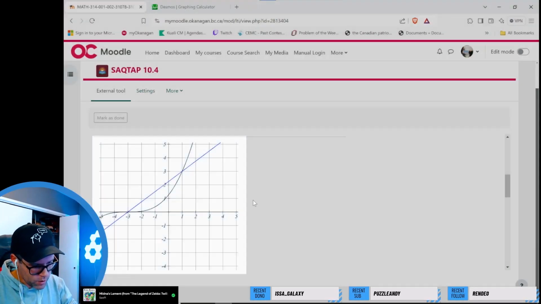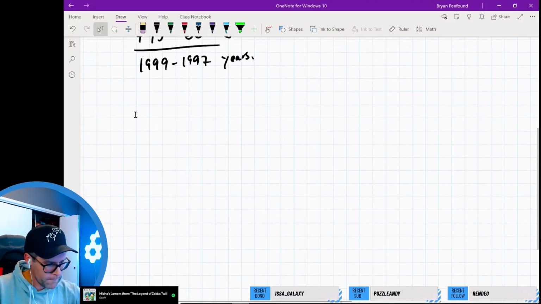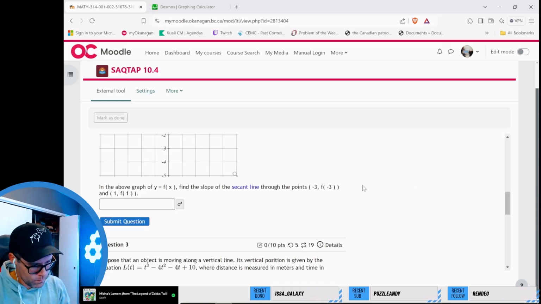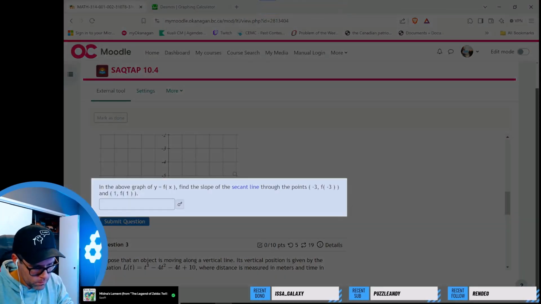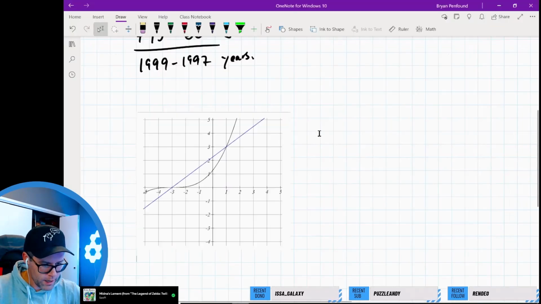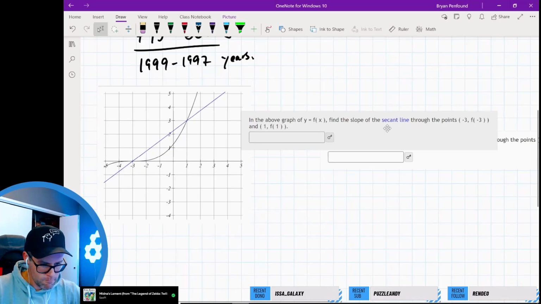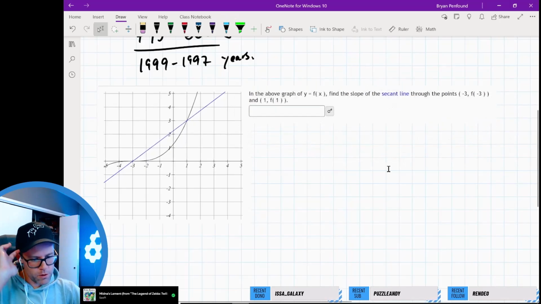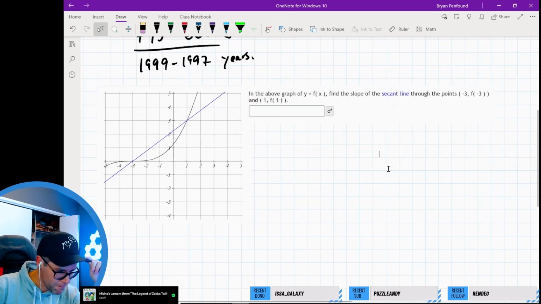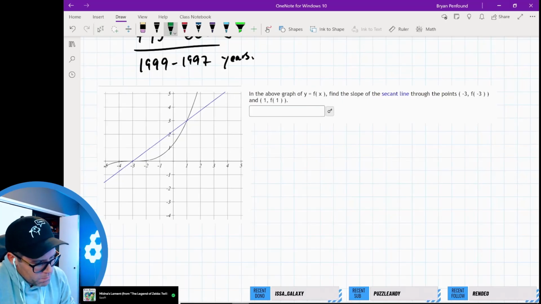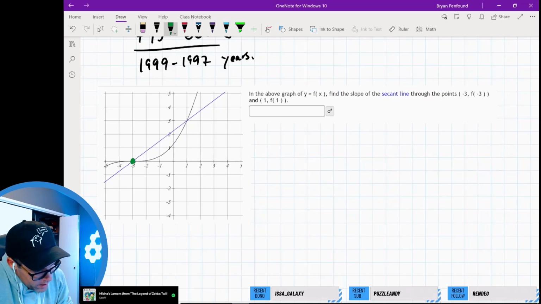Okay, so question 2 comes with a beautiful graph. What's our question? So it looks like we need to find the slope of the secant line through the points -3, f at -3, and 1, f at 1. So in blue is our secant line. We're starting here and going to here, and we're trying to calculate the slope. So what does this look like?